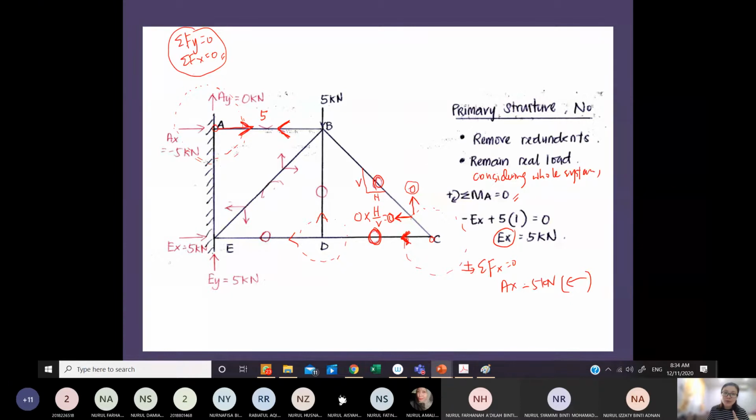And let's have a look at summation Fy equal to 0. So there are no other forces acting at D. Some might ask, how about 5 kilonewton? Why is 5 kilonewton not being considered? Be careful, 5 kilonewton acts at B, not at D. So we just concentrate on forces at D only.